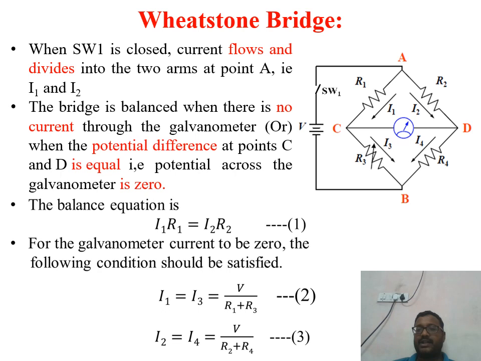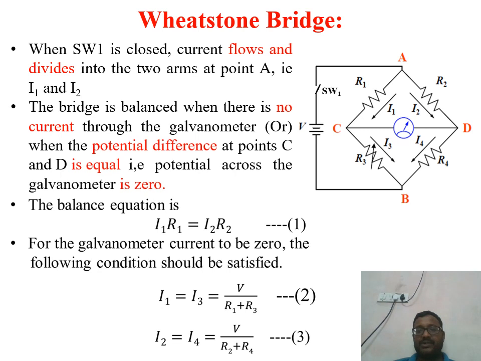So the potential at the C terminal point is equal to the D terminal point. Whatever the voltage at the C terminal point is, it is always equal to the D terminal point. So the voltage from A to C is equal to the voltage from A to D. Therefore, I1 into R1 is equal to I2 into R2.